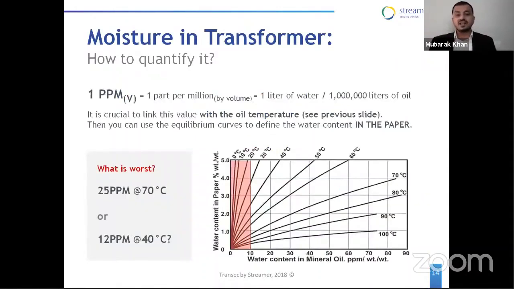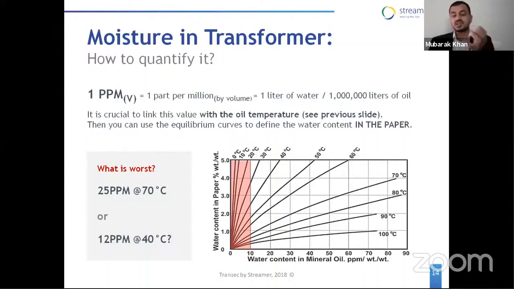Now we'll try to quantify the volume: how much moisture is there in a transformer? 1 ppm means 1 part per million, which means 1 liter of water in 10 lakh liters of oil. 1 million means 10 lakhs. It is crucial to link this value with the oil temperature. As we saw, the temperature and moisture curves follow each other. When the temperature increases, the ppm will increase with the same amount of moisture in a transformer. So it is very crucial to link the ppm with the temperature. Then you will see the equilibrium curve to define the water content in the paper.